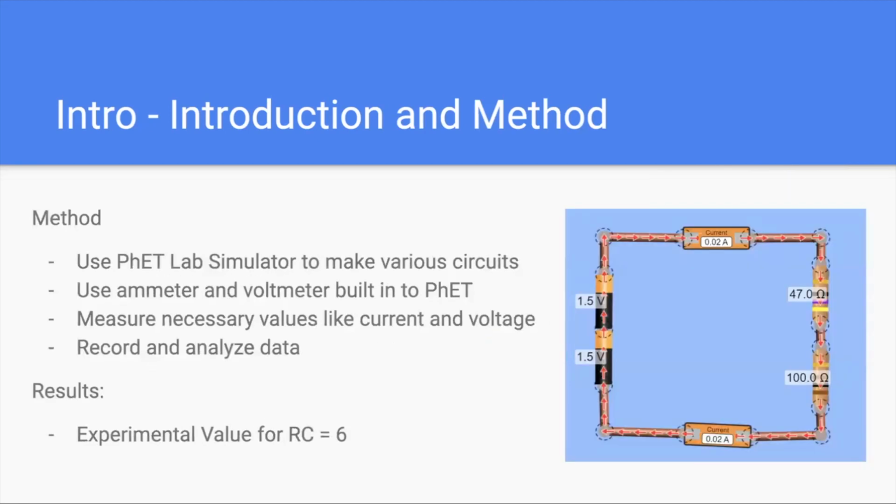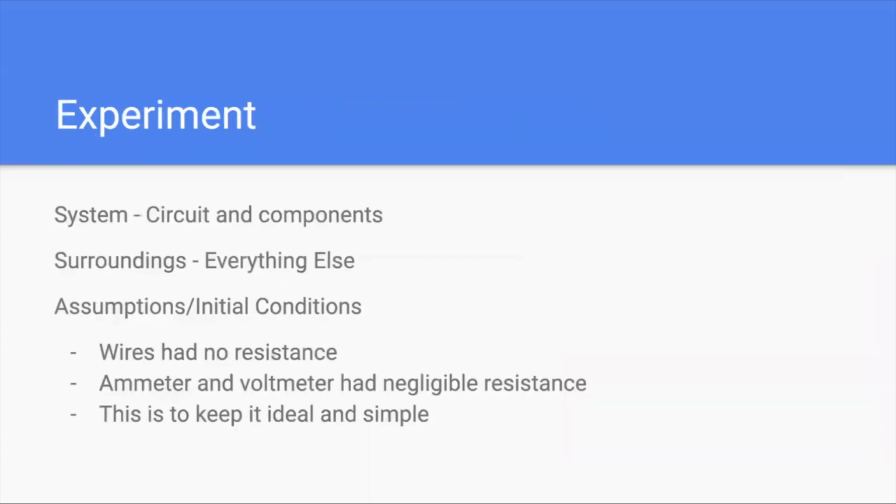So the method of this lab was to utilize the PHYS lab simulator to create various circuits and use an ammeter and a voltmeter built into the PHYS simulation software, measure necessary values like current and voltage and other things, and record and analyze the data. And a quick preview of the results was that the experimental value for RC was calculated to be 6 seconds.